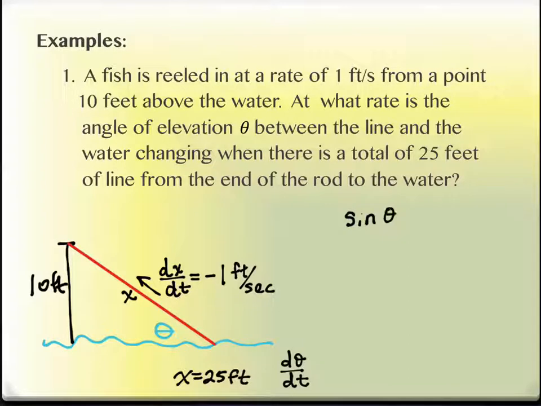So the sine of theta is my 10 foot. It's not changing, but I don't want to put over 25 because it's not always 25. It's actually over x. It's changing at a rate of 1 foot per second. Okay, so this is the trig relationship that exists between the known quantity that's constant and the known quantity that's changing. So what I need to do is take the derivative of this implicitly.